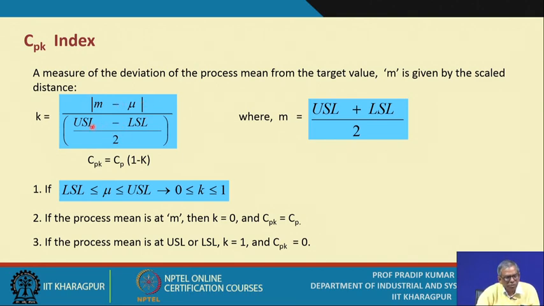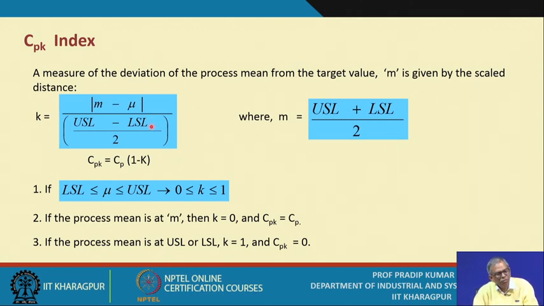So, this is the distance. What is the distance? USL minus LSL divided by 2. Is it okay? So, that is the distance. As a proportion of half of that distance between USL and LSL, you define K. So, as a proportion, this K becomes dimensionless. Is it okay? As a proportion of half the distance between USL and LSL.